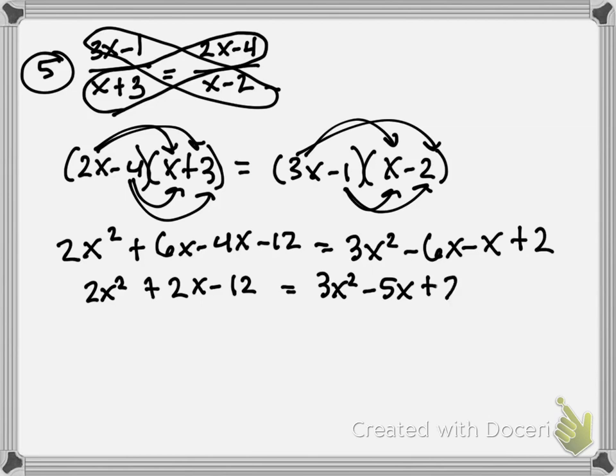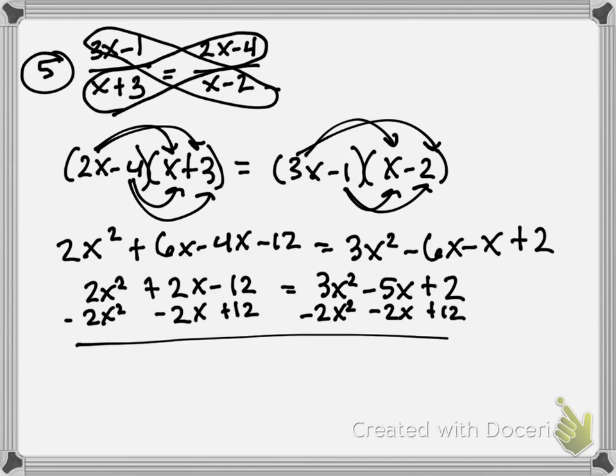All right, the x squared should be cluing you into the fact that it's a quadratic. So I'm going to get all of these terms over to the other side. Subtract 2x from both sides. The opposite of subtracting 12 is adding 12. So these 3 things cancel, and I'm left with 0 equals x squared minus 7x plus 14.